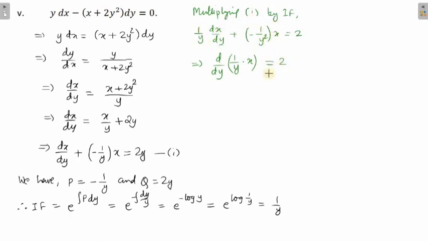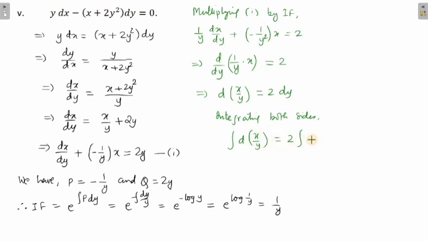Kindly do this differentiation and check whether you get this much or not. So this is equals to 2. Bring this dy out here, so you get d of (1 by y into x), which is x by y, equals to 2 times dy. Now integrate both sides. So you get integral d of x by y is equals to 2 times integral dy. So it is x by y equals to 2 times, integral dy is just y. Now put the constant of integration.